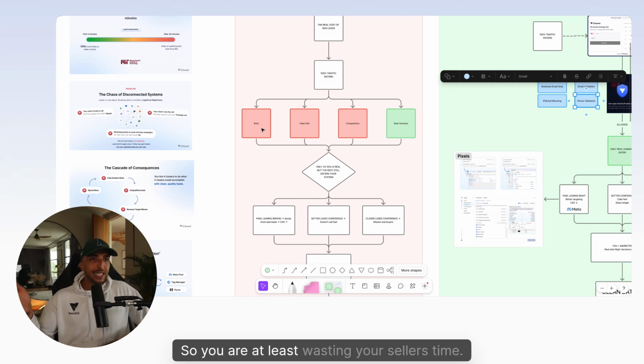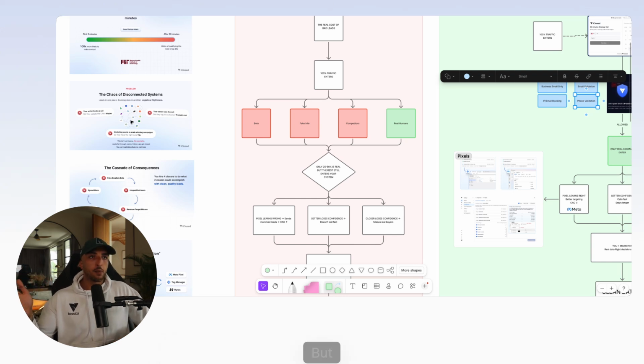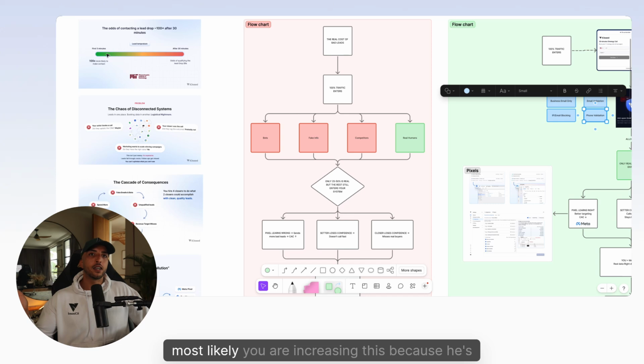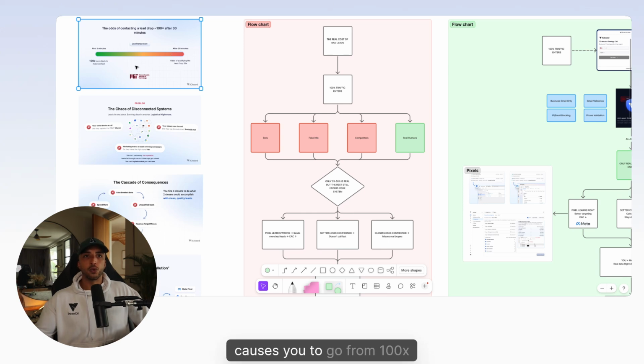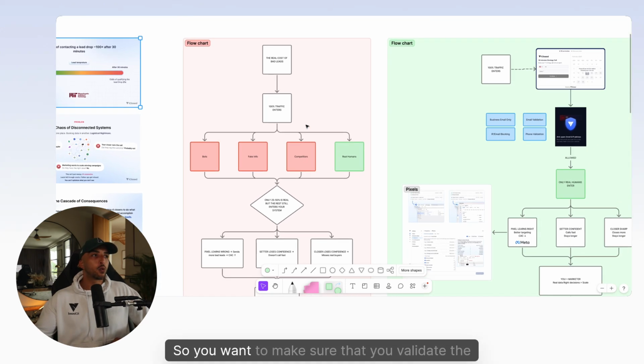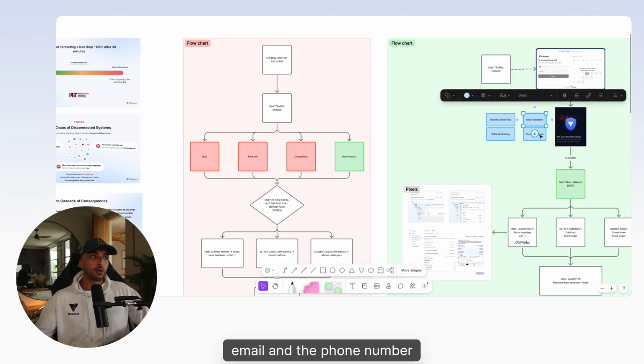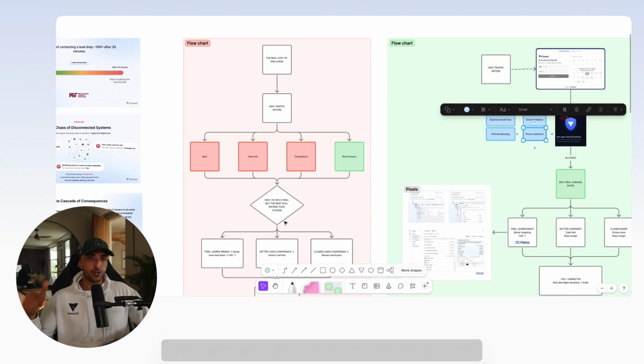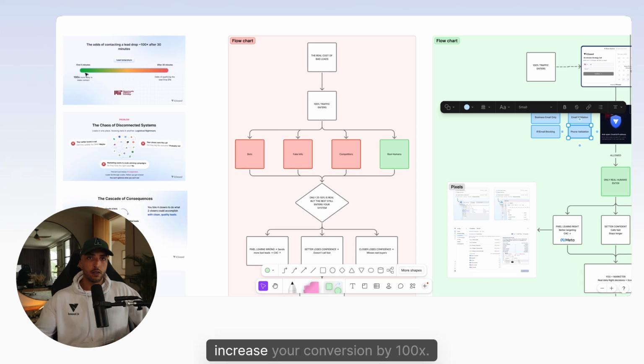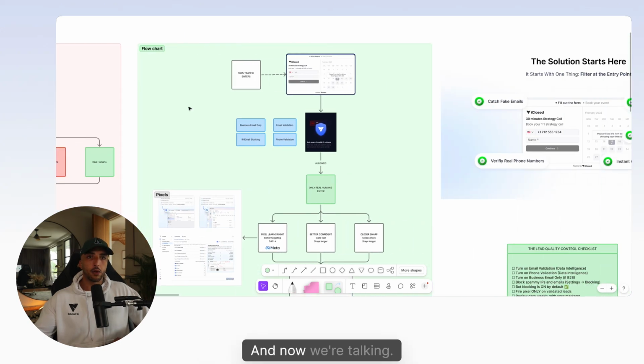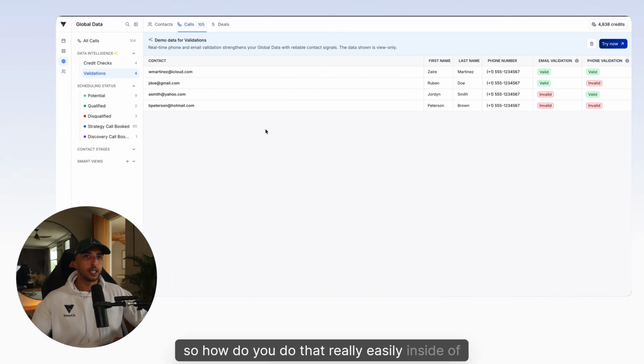So you are at least wasting your seller's time, but most likely he's busy dialing leads who don't even exist, which again causes you to go from 100x conversion to 21x, and you're just losing money. So you want to make sure that you validate the email and the phone number, and when this is locked, you make sure that your sellers are actually dialing the lead within the first 5 minutes, which then increases your conversion by 100x. Now we're talking, okay?